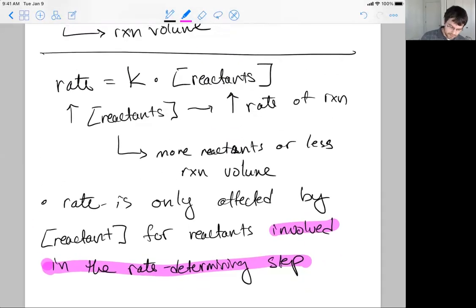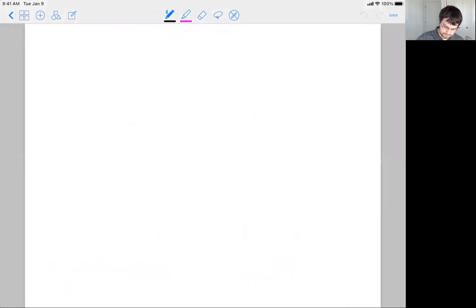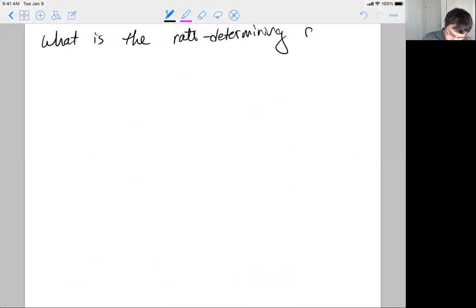Now, I'm going to ask us a question before I turn pages in the notes. What is the rate determining step? Maybe I'll just do this on the next page of notes. So this leads me to ask, what is the rate determining step for the SN2 reaction? So what is it? What's the rate determining step?